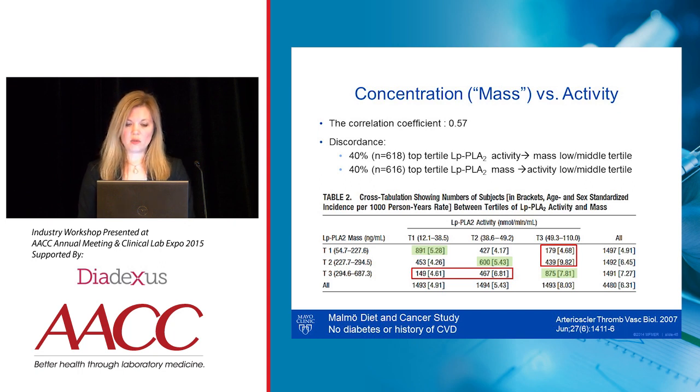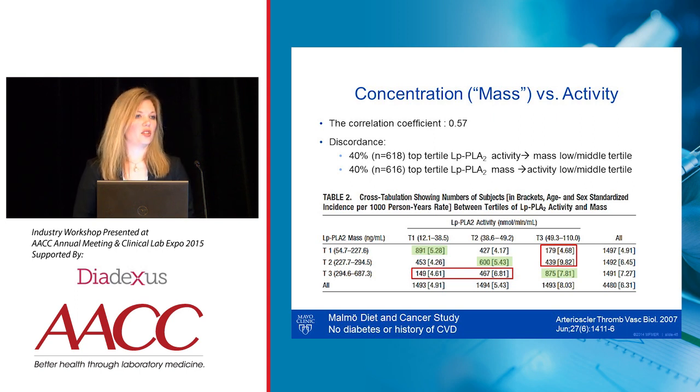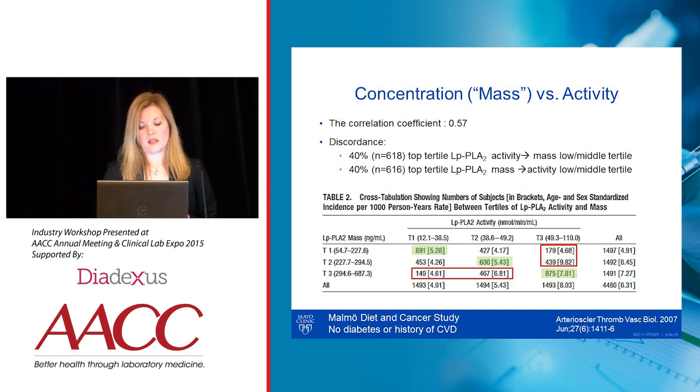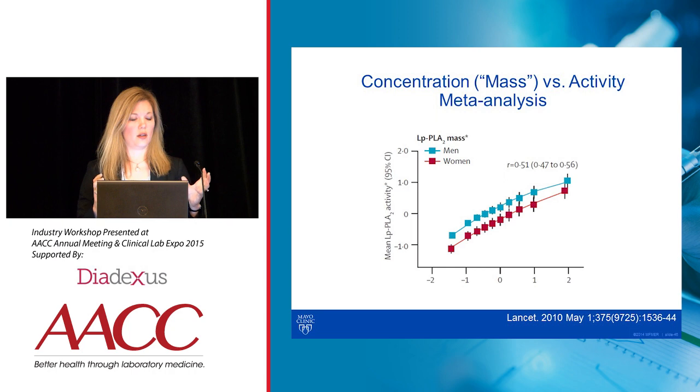If you add up this data, a little over 50% of the population would be concordant by both assays. But what's interesting is that in each highest tertile, for example the highest tertile for LPPLA2 activity, about 40% of those individuals are categorized as either low or middle tertile by the concentration assay, and vice versa. About 40% of the top tertile of patients who have high concentration of LPPLA2 actually have low or middle tertile of activity. So there is a significant portion of discordance here, when you look at an entire cohort.